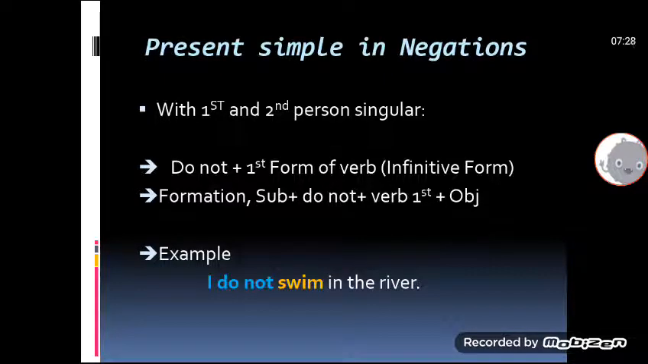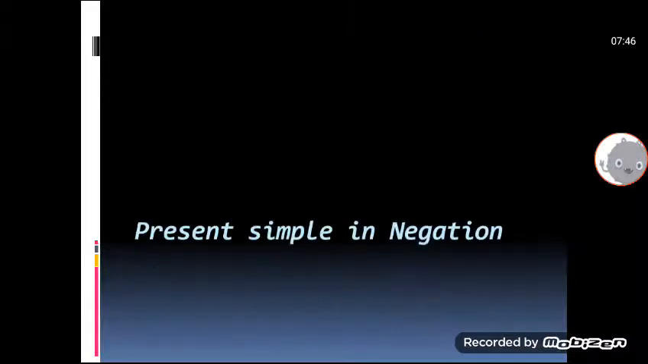Look at the example. I do not swim in the river. I, first form of first person. Clear? Do not. And you do not read the newspaper. Clear? You, second person, with do not.